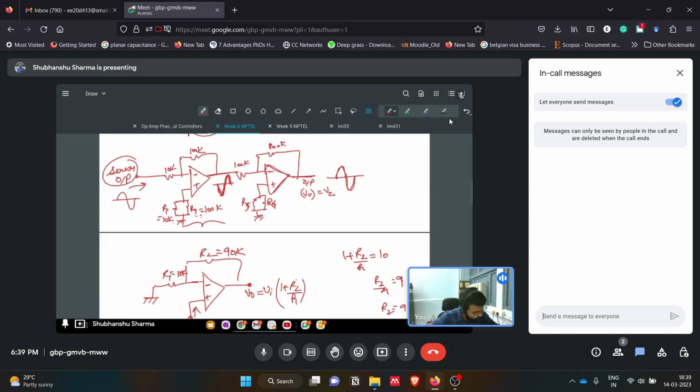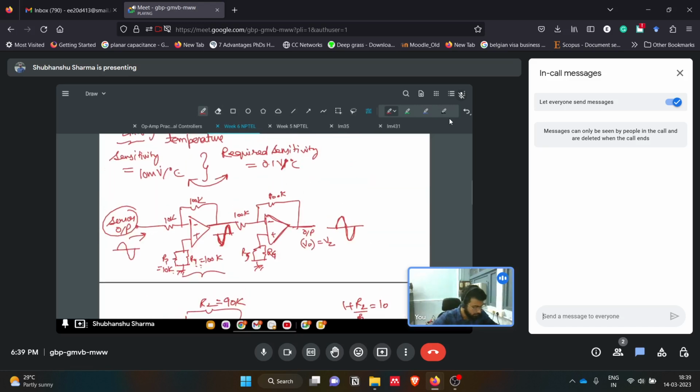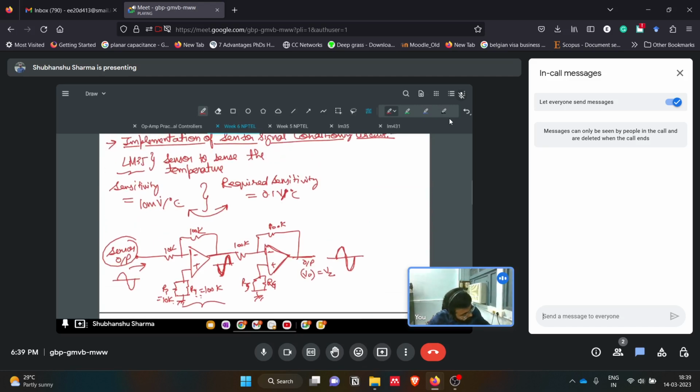Now by using the signal conditioning circuit, we are able to achieve a gain of 10. Based on that, we were able to achieve the sensitivity of 0.1 volt per degree Celsius. So for each 0.1 volt change, we'll have 1 degree Celsius change. For each 1 degree Celsius change in the sensor, we'll have a 0.1 volt change at the output of the signal conditioning circuit. So that is there.